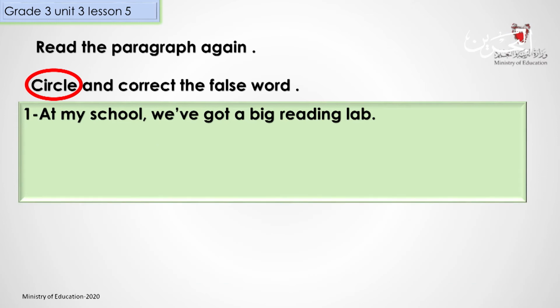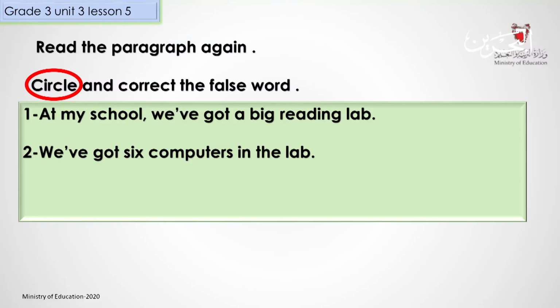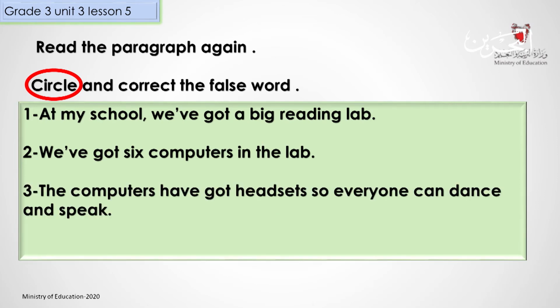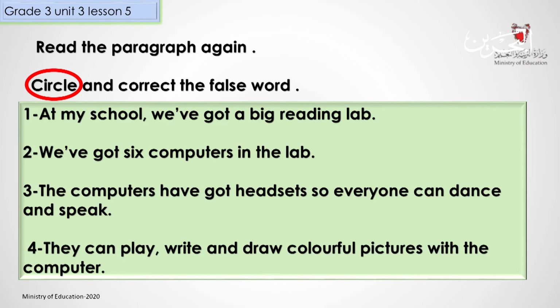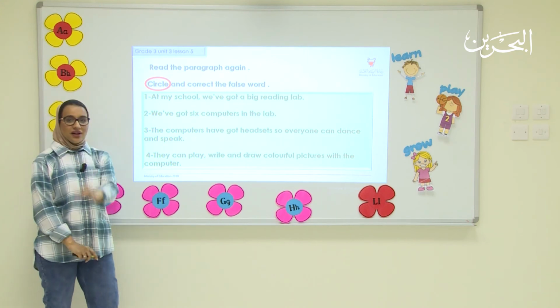At my school, we've got a big reading lab. Circle the false word. Number 2, we've got 6 computers in the lab. Number 3, the computers have got headsets so everyone can dance and speak. Number 4, they can play, fight, and draw colorful pictures with the computer. Now, 5 minutes, find the false word and circle it.